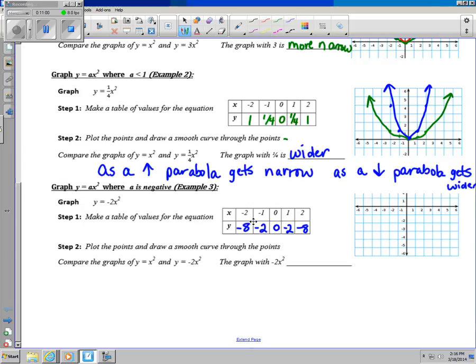Let's go ahead and plot our points, all right? I'm going to count by 2's again, 2, 4, 6, 8. So I'm going to go negative 2, 4, 6, 8. Okay. Negative 1, 2, 0, 0. 1, negative 2, and 2, negative 8. Okay. All right, and then I'm going to connect my curve.